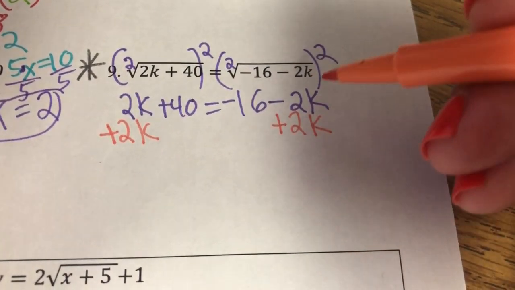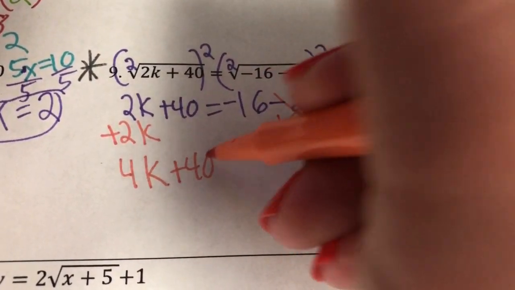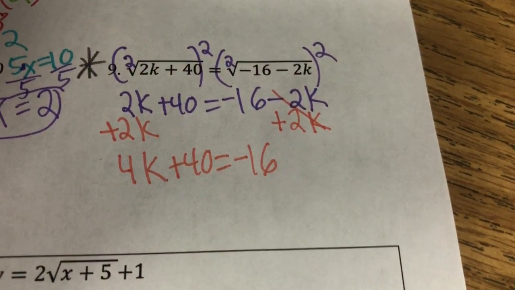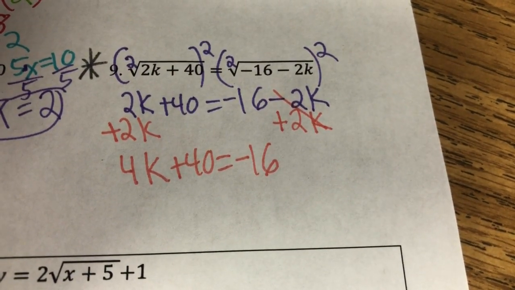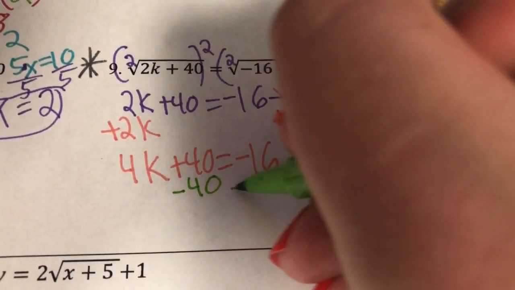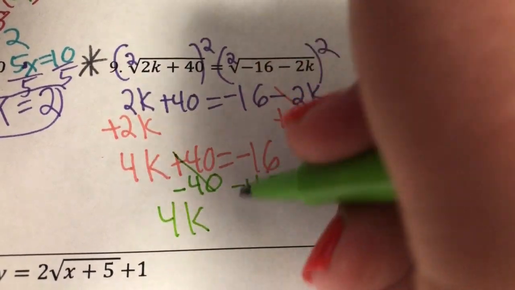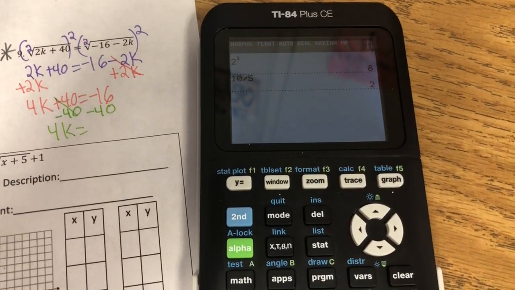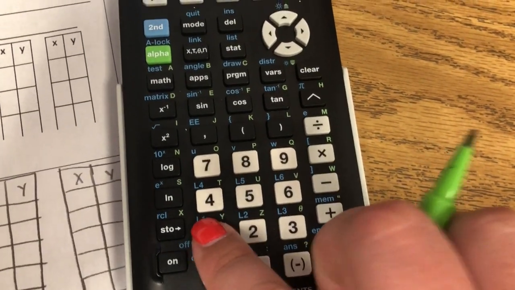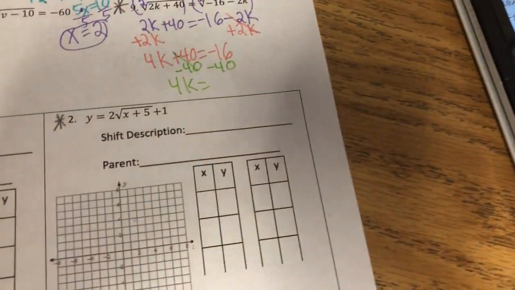Negative 2 plus 2 is 0, so it goes away. I'm left with 4k plus 40 equals negative 16. Then I've got to move the 40, so I'm going to subtract it. 40 minus 40 is 0, so I'm left with 4k equals, if you need to use your calculator, use your calculator, negative 16 minus 40 gives me negative 56.